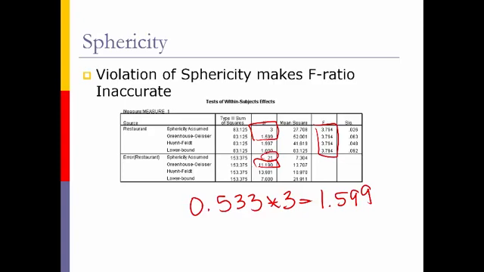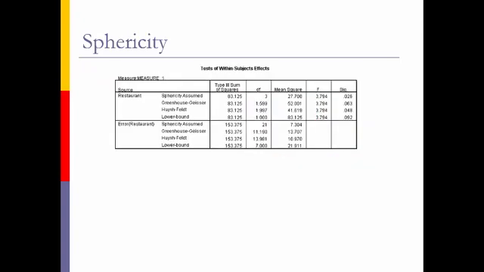So if we look at this table, the Greenhouse-Geisser is somewhat conservative. It actually accepts the null. It says there's no difference between restaurants. And the other value is a little bit more liberal. It's rejecting the null. So now what do we do?